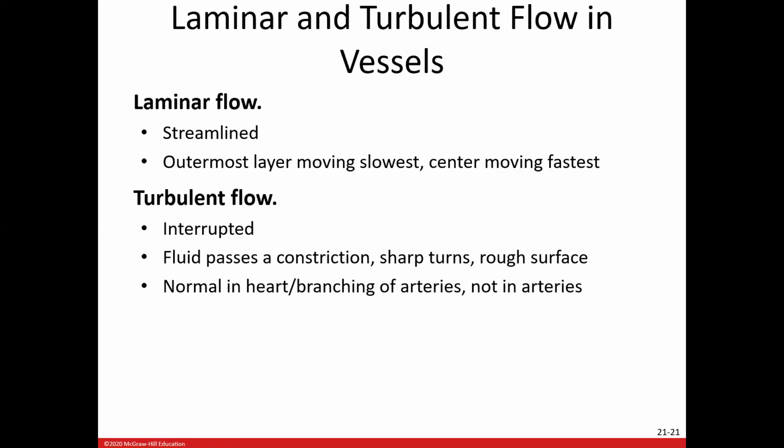Some of this is normal. Some of this occurs in the heart, such as in the ascending aorta and descending aorta, as well as the branching of the arteries. But in terms of the main portions of arteries, we should not be seeing turbulent flow. We want to have that nice laminar flow.